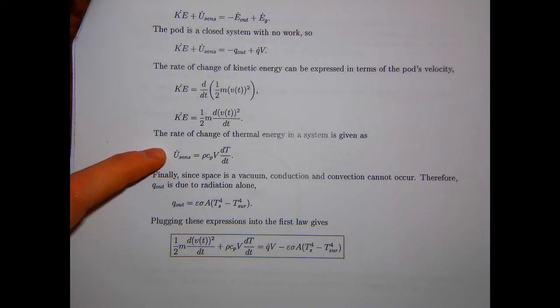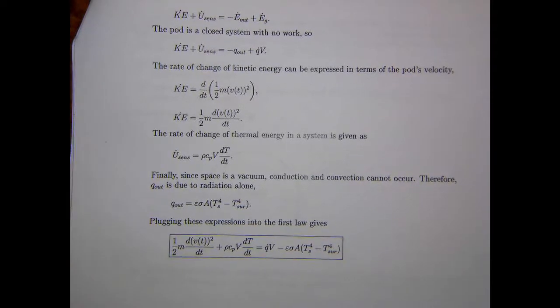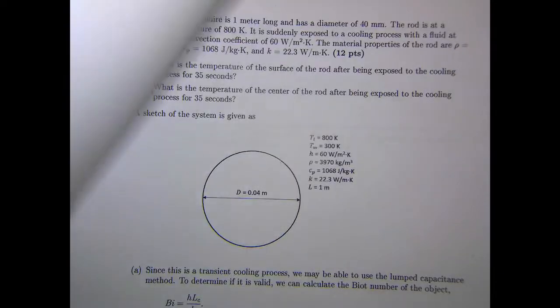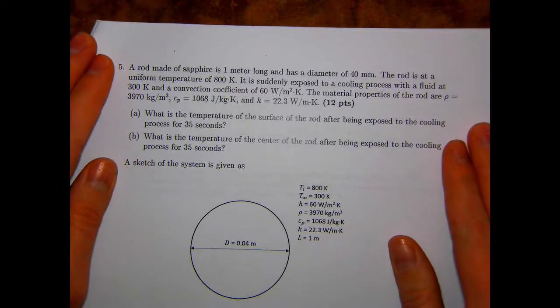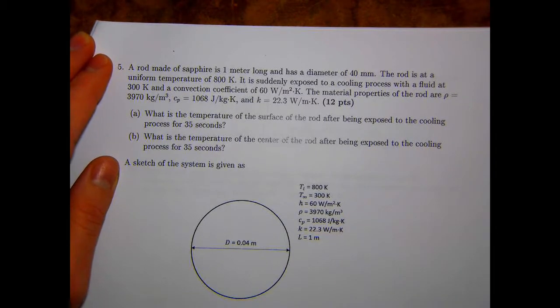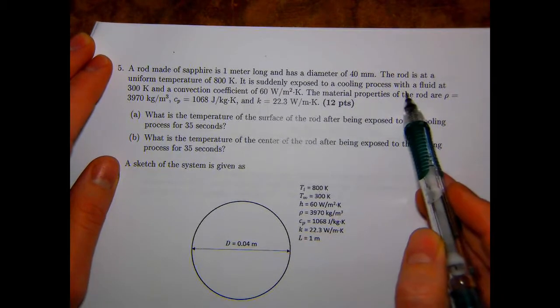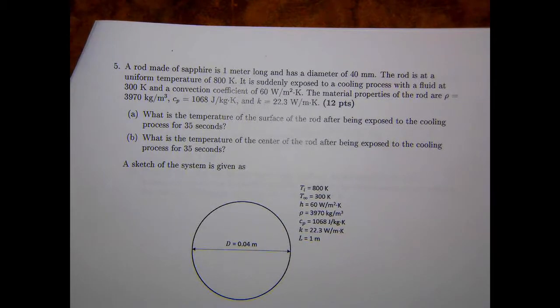Okay. No specific questions? All right. The next problem was a lumped capacitance problem. So you have a rod at a uniform temperature, suddenly exposed to a cooling process. That should tell you immediately: sudden change to the boundary conditions, transient cooling, lumped capacitance. That's the only way we've talked about handling transient problems.